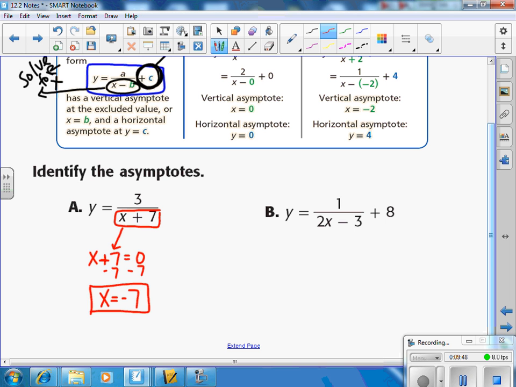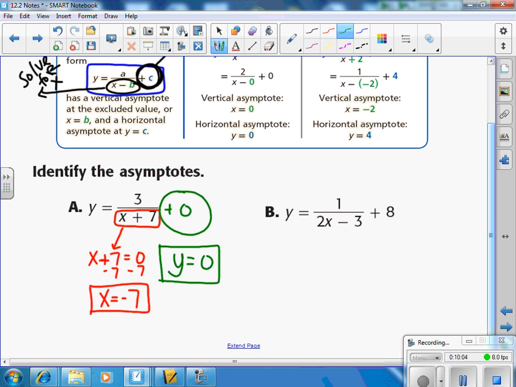And then if I want to find my horizontal asymptote, I look at whatever number is being added or subtracted on the end. Since we have nothing, there's really like a plus 0 there. So that is my horizontal asymptote, y equals 0.